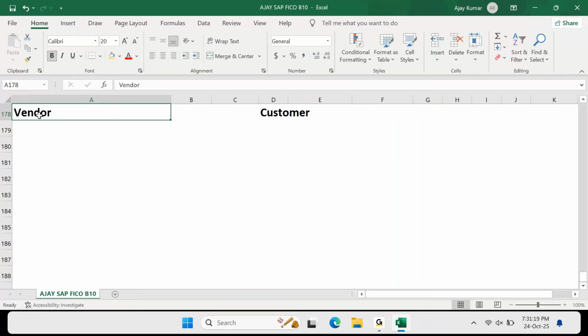Now, what we need to do here, if you're talking about vendor, you need to ask your client. The first point you need to know is whether any company that you're working for is already working on SAP or not. You're going to work on an implementation project. In the implementation project, is your client using SAP or not using SAP currently?